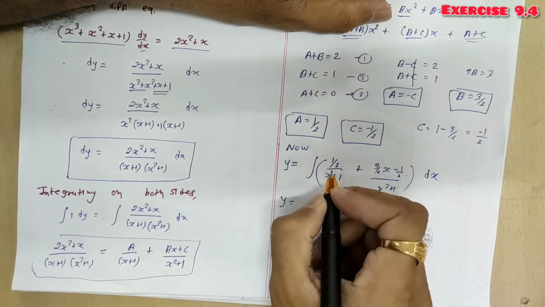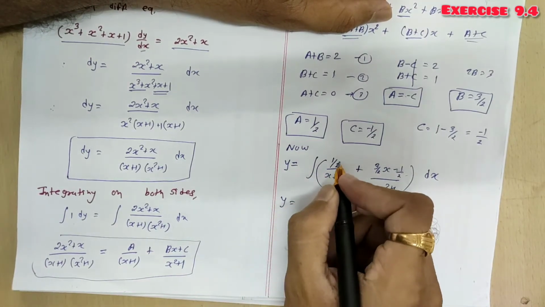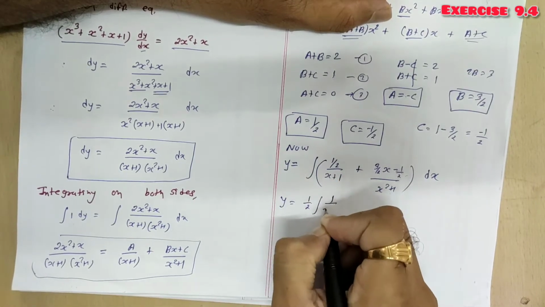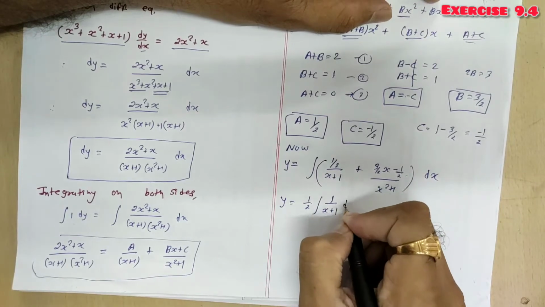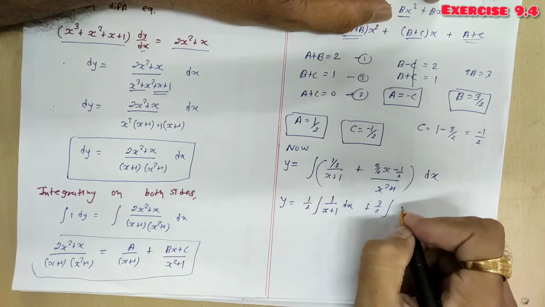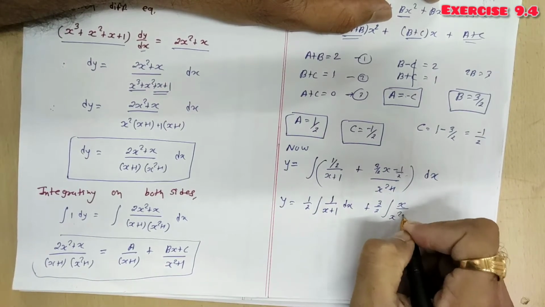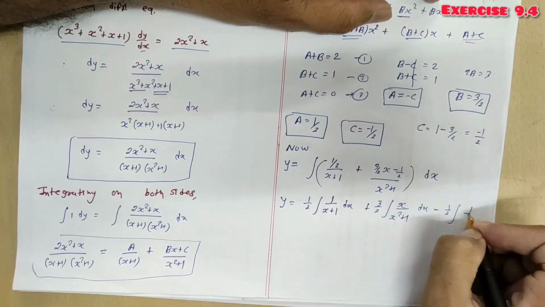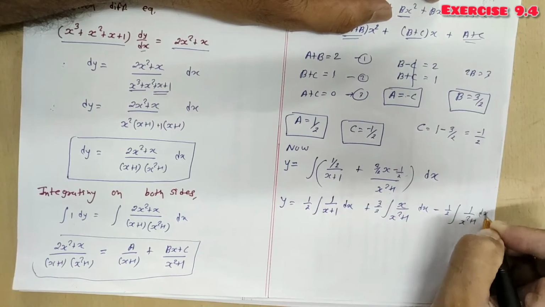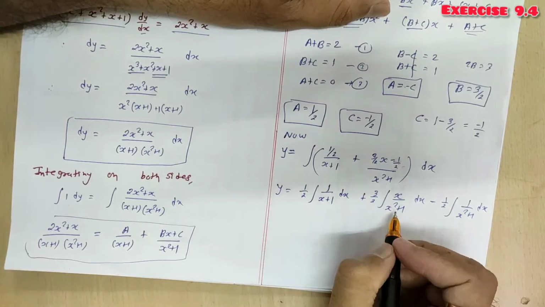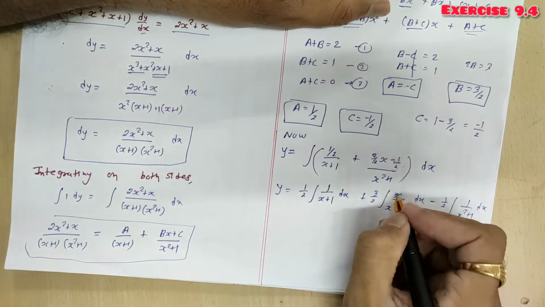And therefore y equals first, integration of this 1 by 2 upon x plus 1, taking 1 by 2 constant. So integration of 1 upon x plus 1 with respect to x dx, plus here 3 by 2 constant, integration of x upon x square plus 1 dx, minus 1 by 2 constant, integration of 1 upon x square plus 1 with respect to x dx. Done? Now here its integration will be done. Now for this integration we require 2 over here, so multiply and divide by 2.